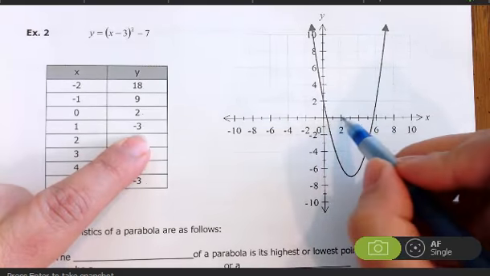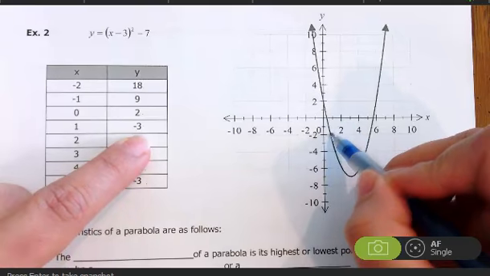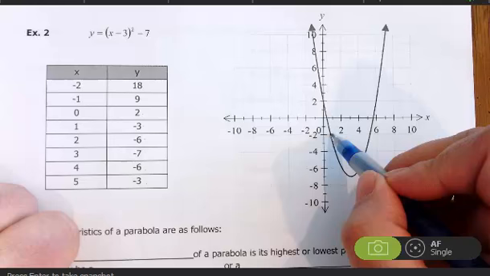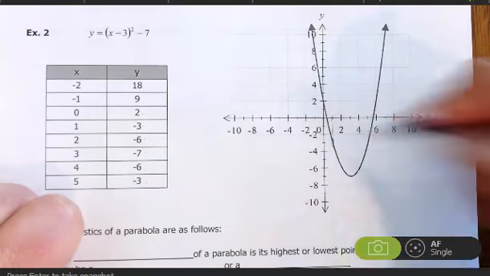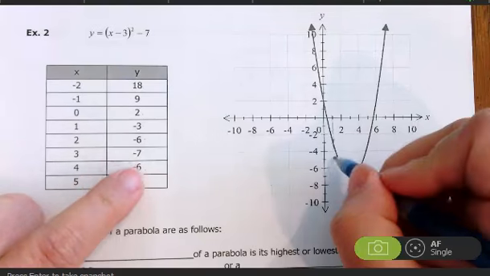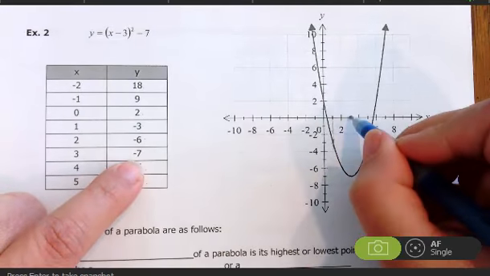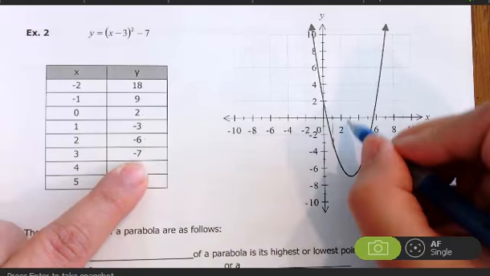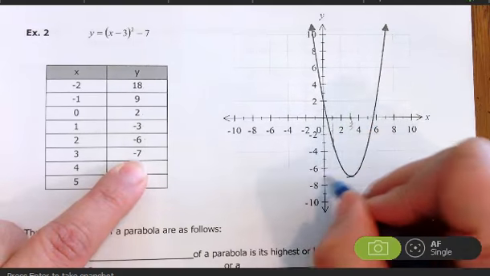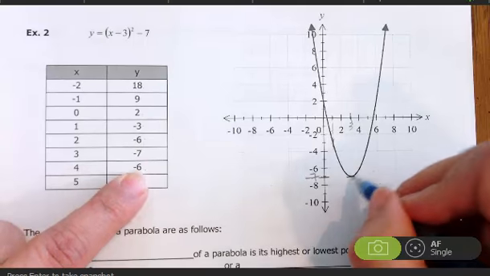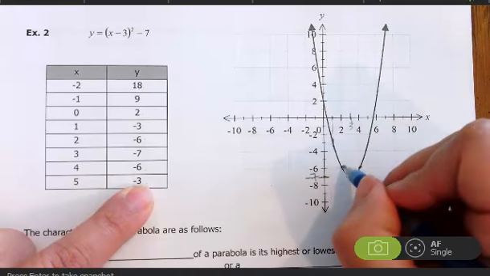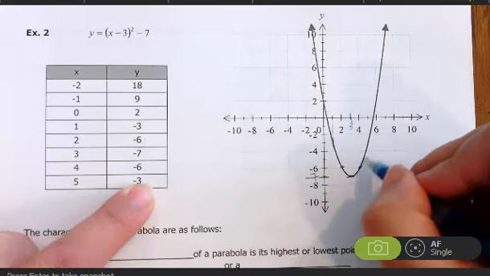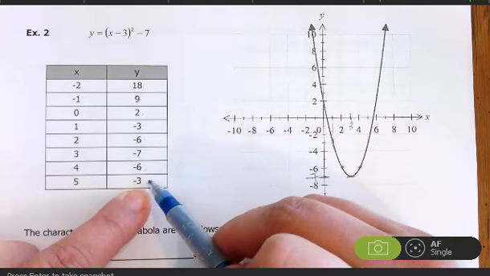Let's see, what else we got? 1 is -3, so that's right there. Okay. And so on. We've got 3 at -7, so that's 3, and this is -7. And then what happens to it? It starts to go back up again. So at 4, it goes back up to -6, and we see that it was -6 over here as well. And then it continues. You see these numbers, they're starting to increase again.